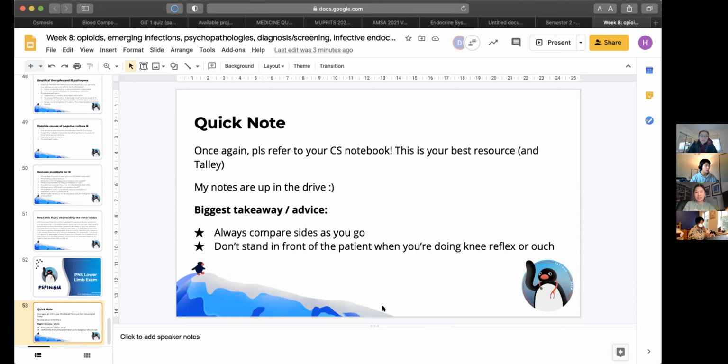That's just a blanket rule. And when you are testing the knee reflex, please don't stand in front of the patient because you are going to get kicked. Obviously you won't be doing it now, but when you eventually go and practice in real life, please don't stand in front of the patient when you're doing a knee reflex, because it can hurt if you get kicked. And that is it from me.